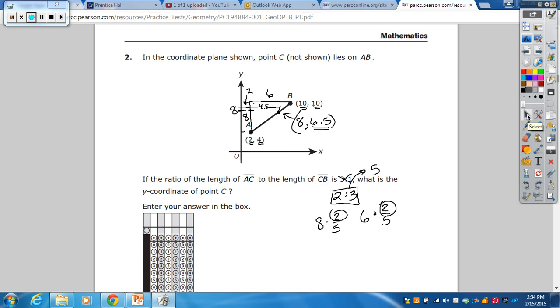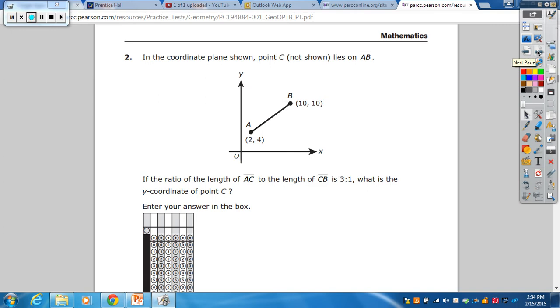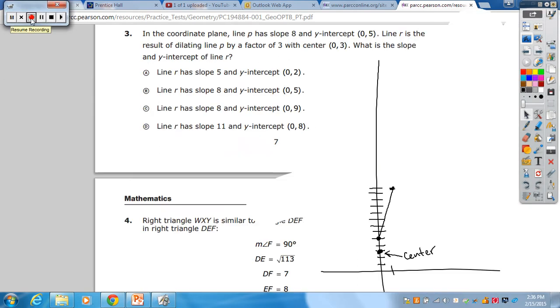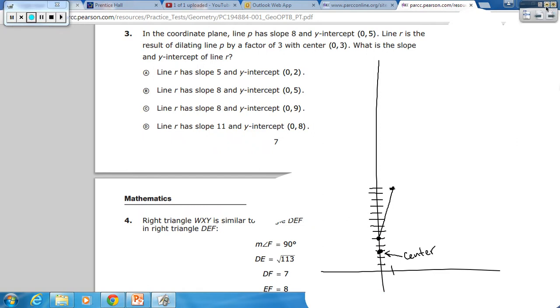And I guess I should have read my notes before I started explaining the next problem, so I'm going to do that real quickly. Okay, for this problem right here, we have a dilation problem, and we haven't really worked a whole lot on dilations, but I know you've watched a couple of videos on them.